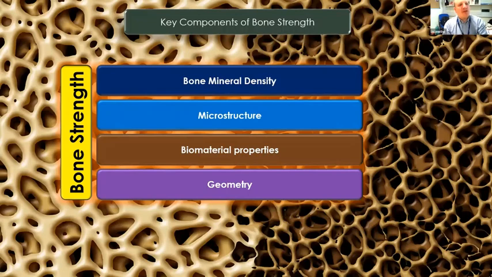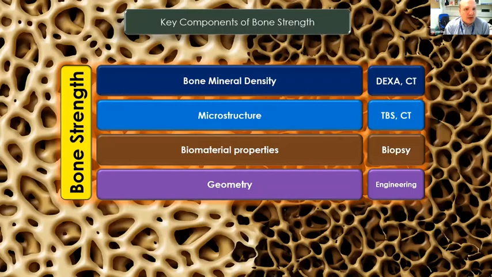Then you've got the biomaterial properties of the bone, and then you've got the geometry, so the angles at which the different bones interact. So there you've got 4 different things that all comprise bone strength. So bone mineral density in itself probably makes up about 50% at most of the bone strength.